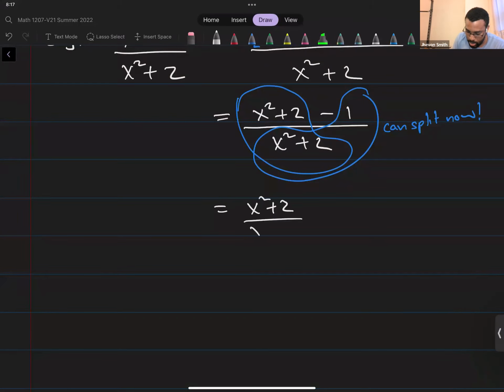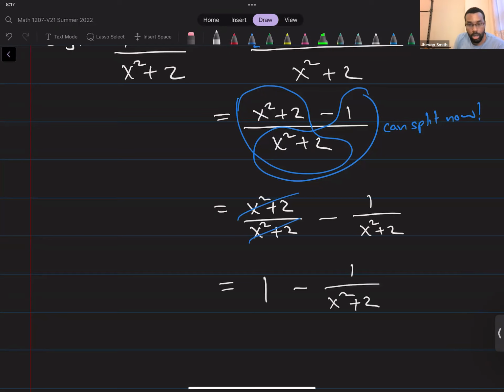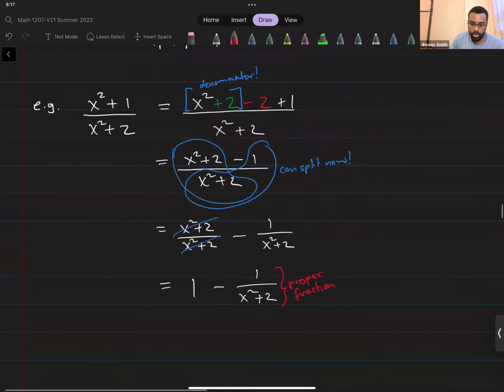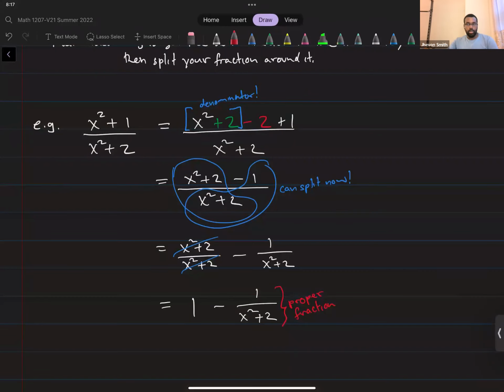So this you can split into (x squared plus 2) over (x squared plus 2), minus 1 over (x squared plus 2). This guy cancels and you just have 1 minus 1 over (x squared plus 2). Now this is a proper fraction. So that is the algebraic manipulation: you force what you want into the numerator by adding and subtracting something, and then you can split.